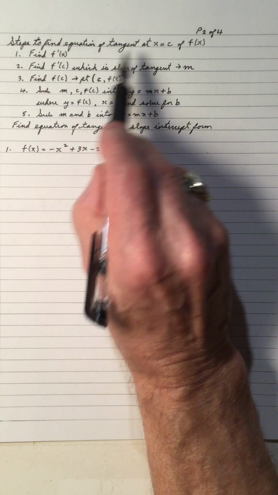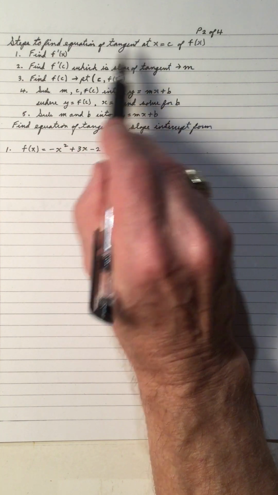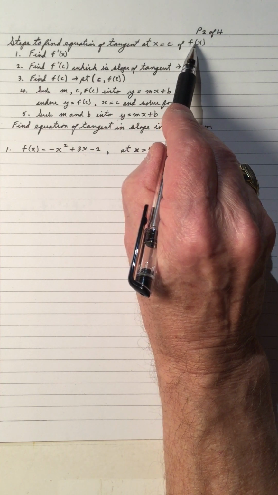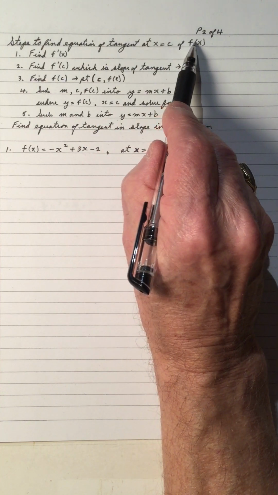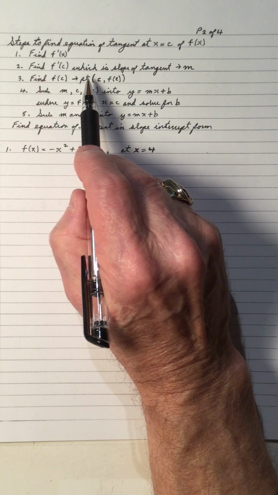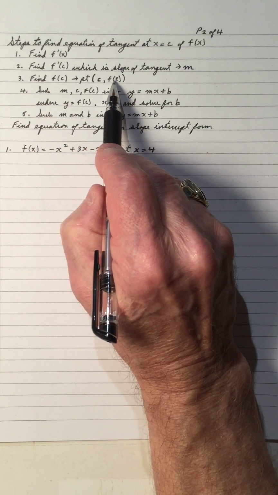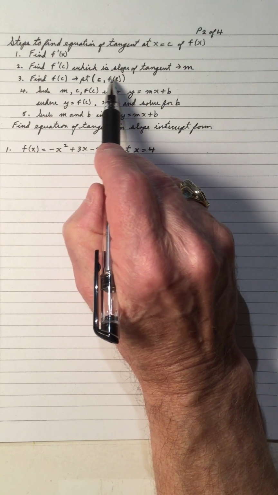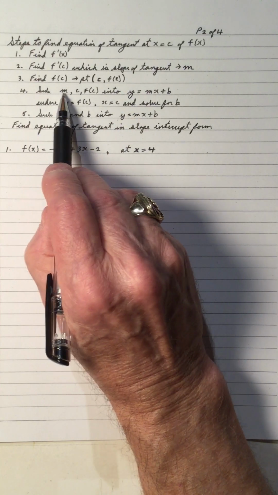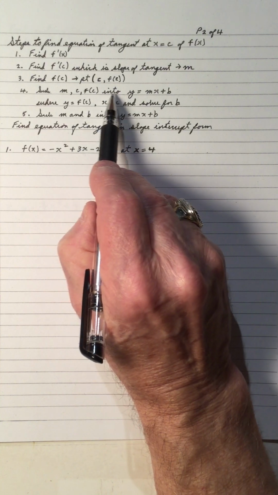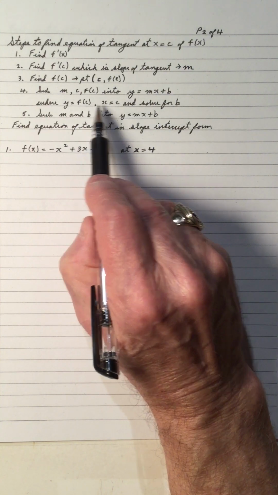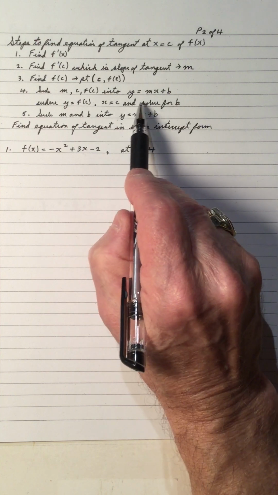Then we'll take the x value, x equals c, and do f of c in the original function, the original equation. That's not the derivative. And this gives us c and f of c. So this f of c is the y value, x and y. So we sub the m, the c, and the f of c into this equation, where y is f of c, x is c, and we'll solve this.